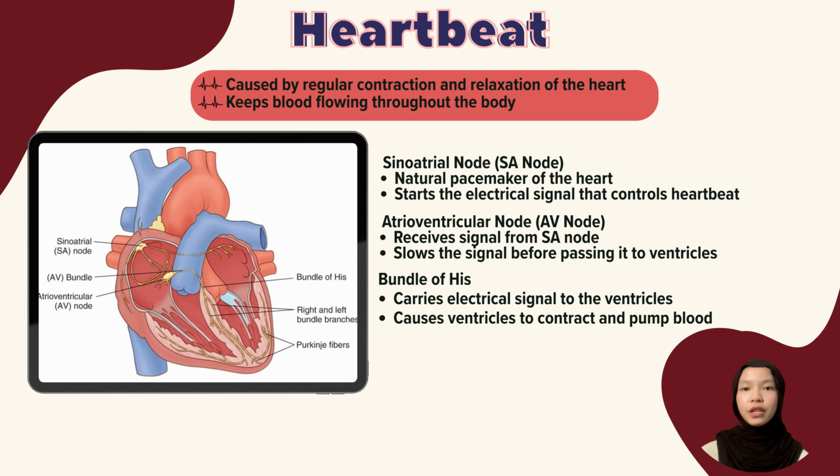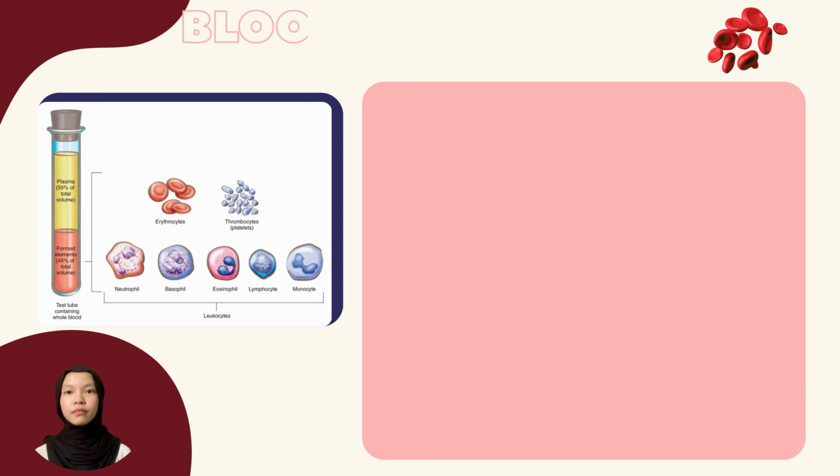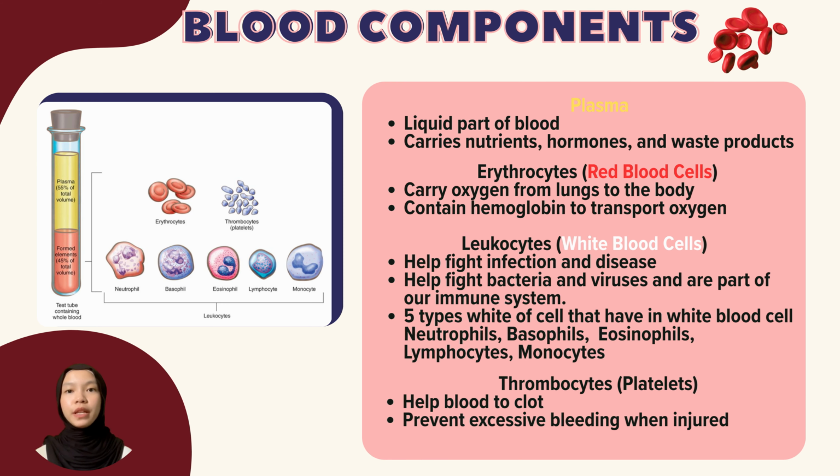Based on my explanation, we can see that the electrical signal controls the heart rhythm, and a proper electrical system is important to maintain a healthy heartbeat. Now I'm going to explain about blood components and how the blood components function in our body.